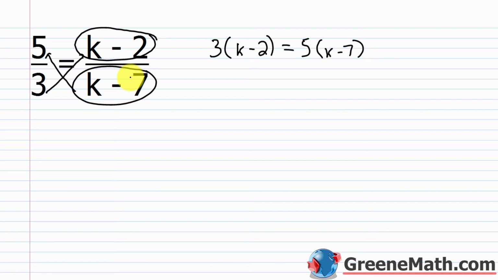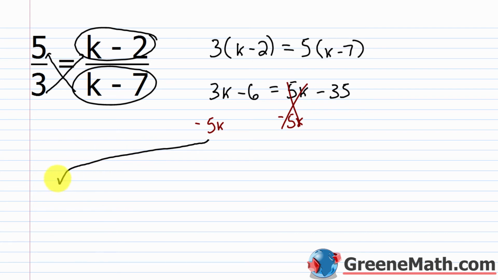All right, so now we simplify. So 3 times k is 3k, minus 3 times 2 is 6, and this equals 5 times k is 5k, then 5 times negative 7 is negative 35. So now this is pretty easy to solve. I'm going to subtract 5k away from both sides. That way I just have a variable term on the left, nothing on the right, so this will go away. And I'm going to end up with 3k minus 5k is negative 2k. And then minus 6 equals negative 35.